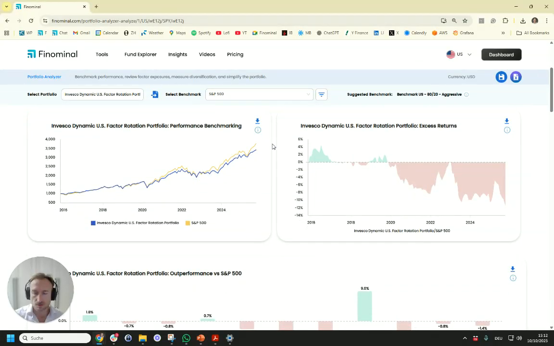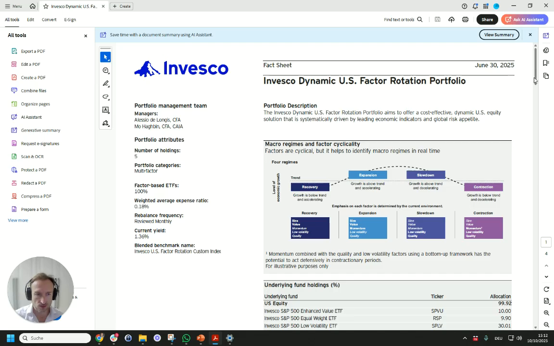And if you look at the performance of the current holdings compared to the S&P 500, we see that since 2016 you can see a very similar performance, with slight underperformance most recently. Now, this is the performance of the current holdings, but this is not the track record, because it's of course a factor rotation strategy. So Invesco would have had a different portfolio about 3 months ago, 6 months ago, and so on, where we do not have the data, but we do have the performance on the fact sheet.